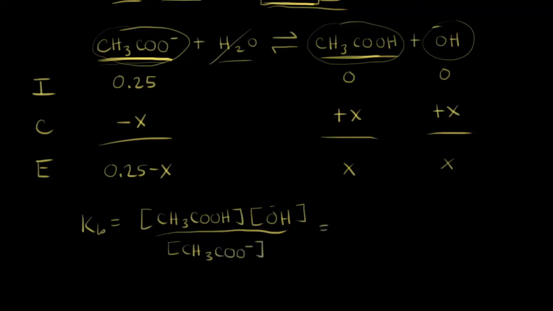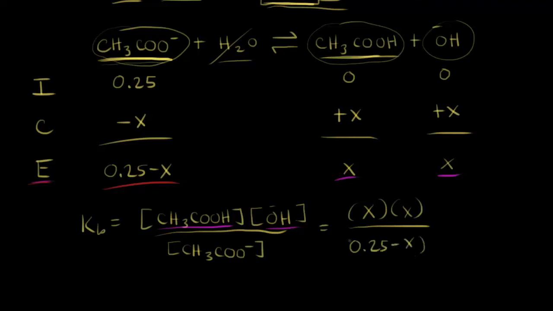All right, so let's think about the concentration of acetic acid at equilibrium. All right, so at equilibrium the concentration is X. So I go over here and put X. And then for hydroxide, it's the same thing, right? The concentration of hydroxide at equilibrium is also X. So I put X in over here. And then for the concentration of acetate, right, at equilibrium, concentration of acetate is 0.25 minus X. Next, we need to think about the Kb value for this reaction.